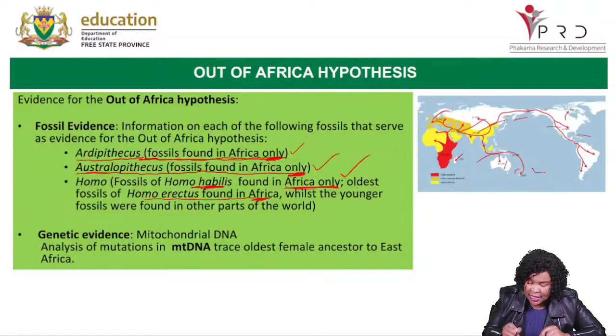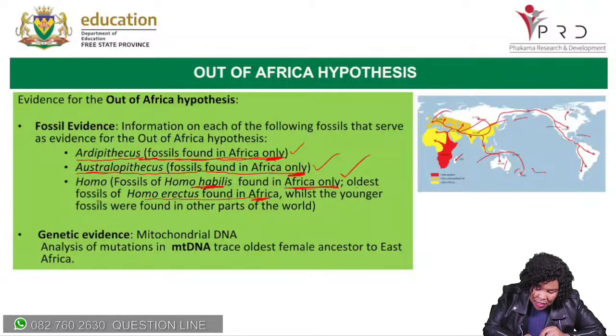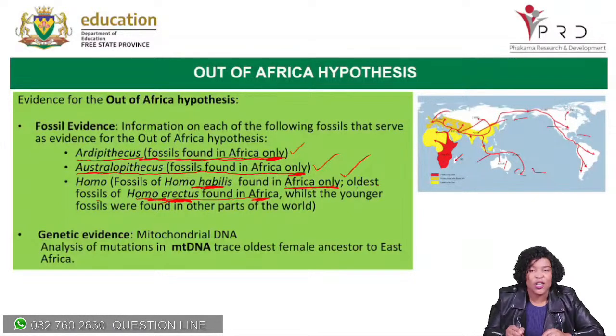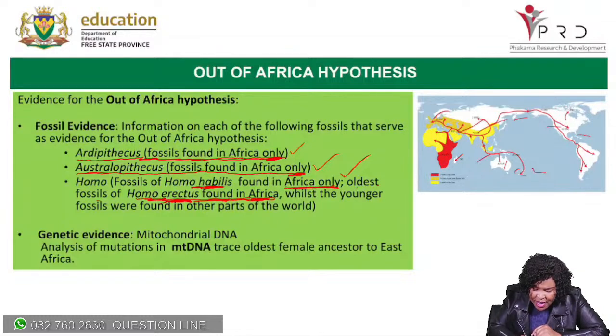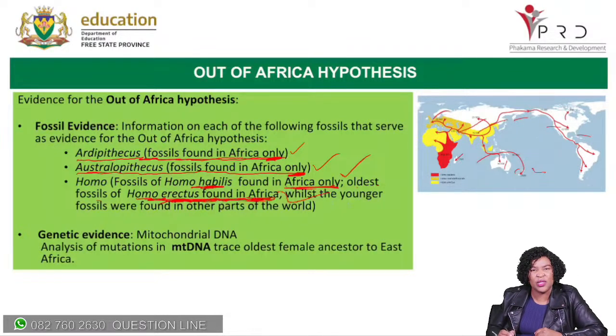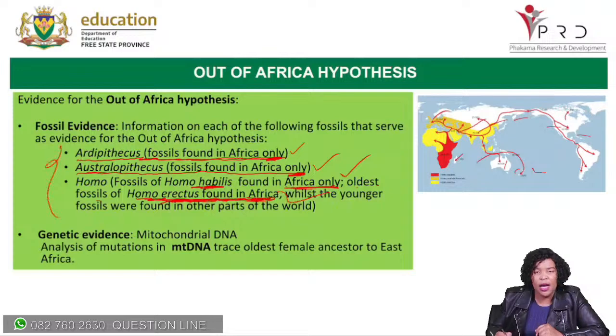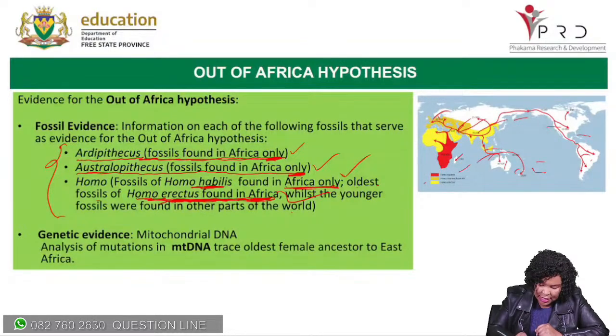And then the last reason is that the oldest fossil of Homo erectus, which comes after Homo habilis, was found where? In Africa. Whilst the younger fossils were found in other parts of the world. So because this is the oldest, it also provides a reason to say the primates evolved from Africa, or came from Africa and therefore migrated to all other parts of the world. These are the reasons.